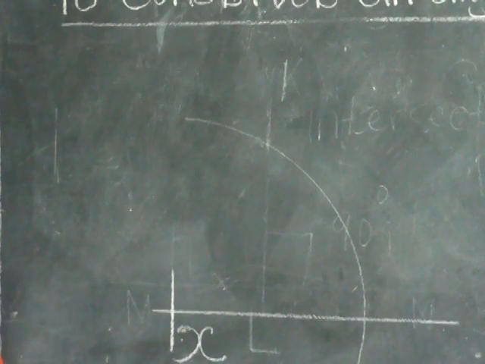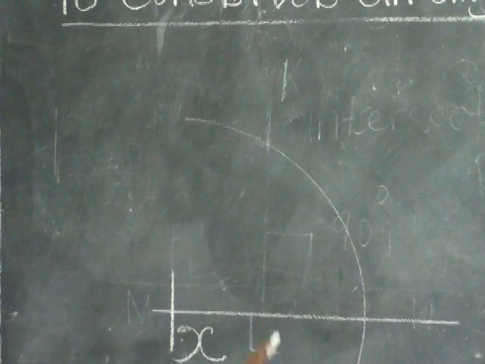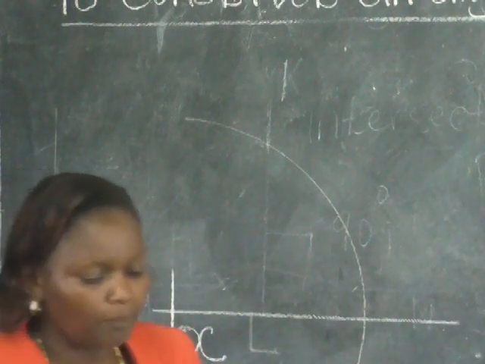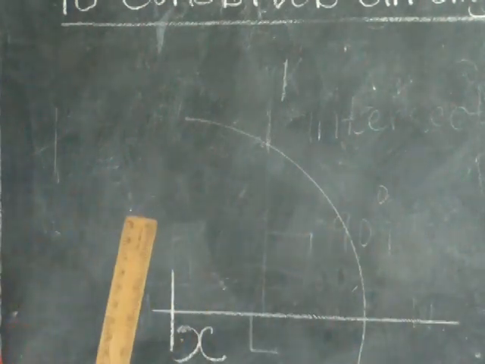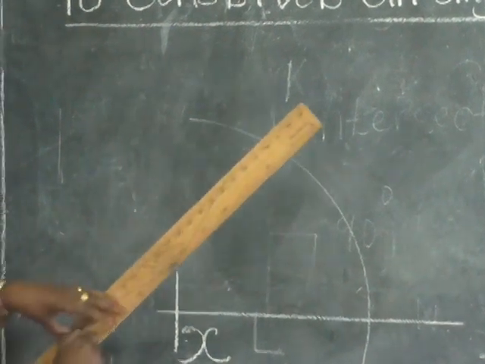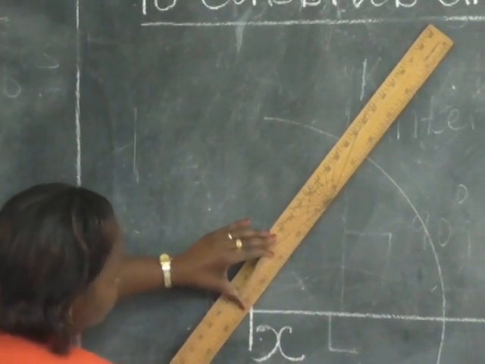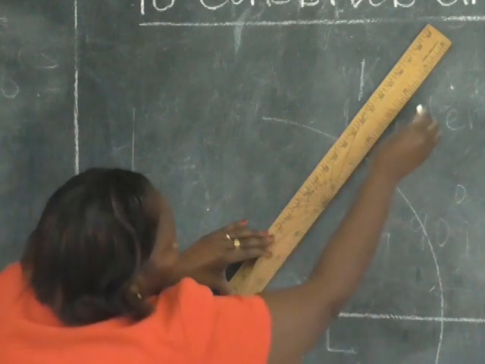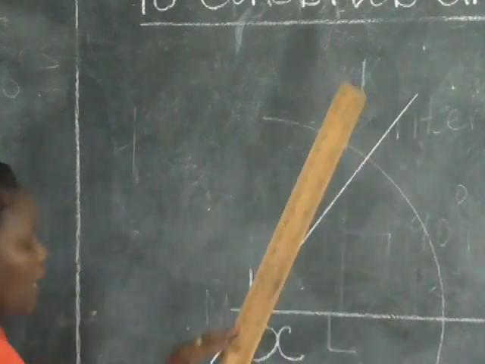Class, can you do that? Have you done that? Good. If you have been able to draw that arc, put down your pair of compasses and take your ruler. Draw a straight line from point X.